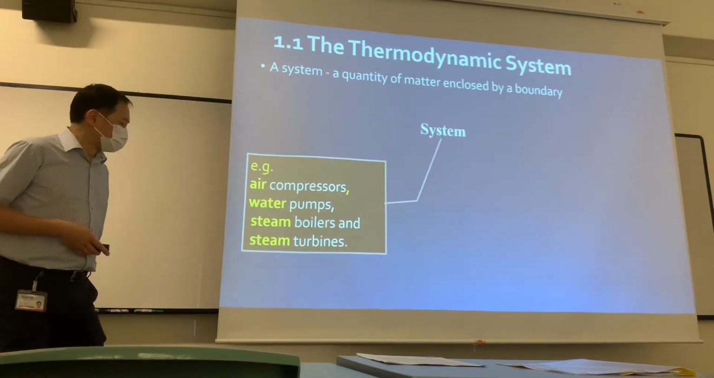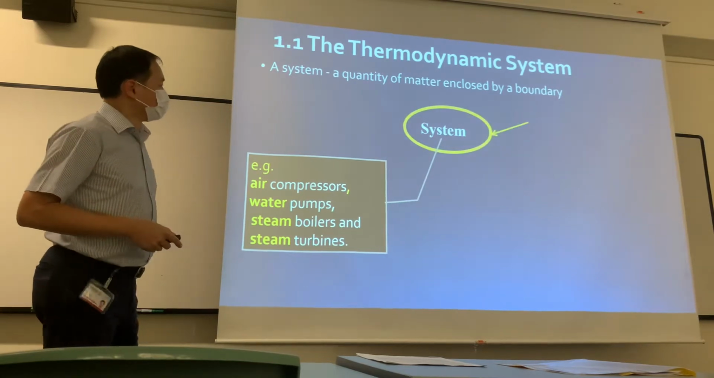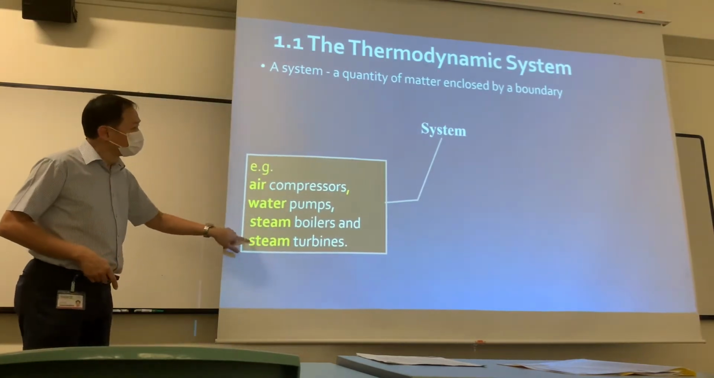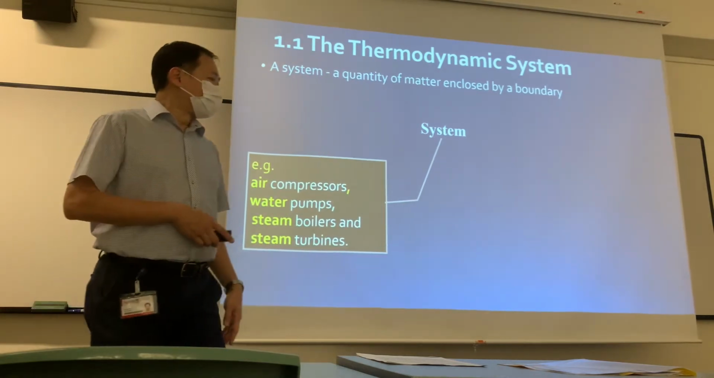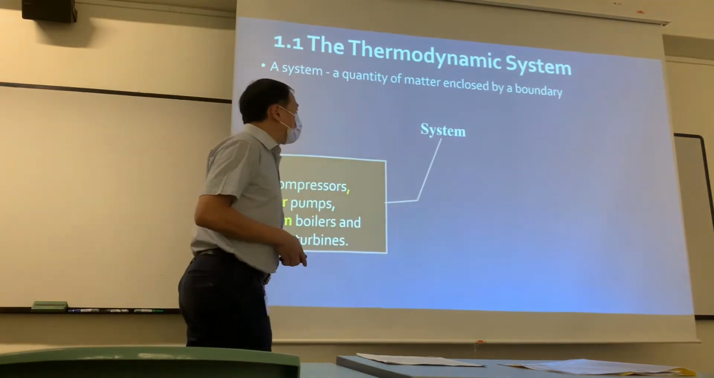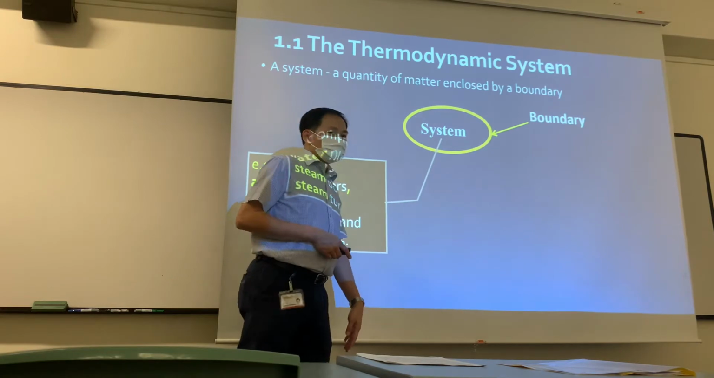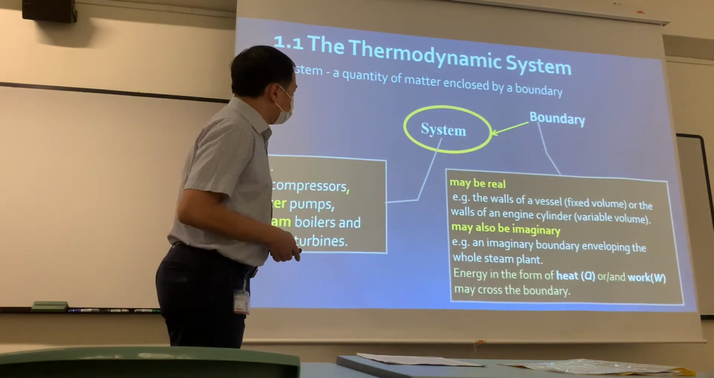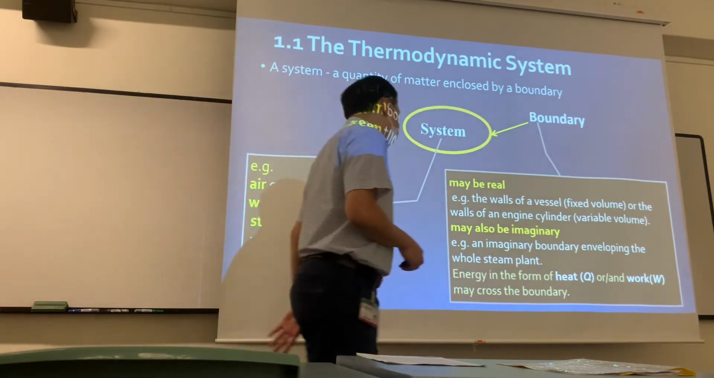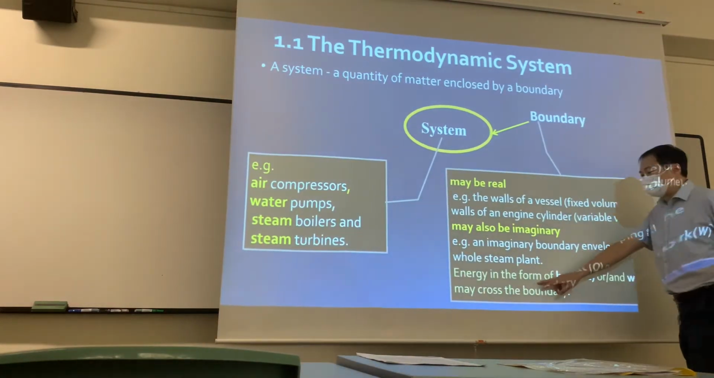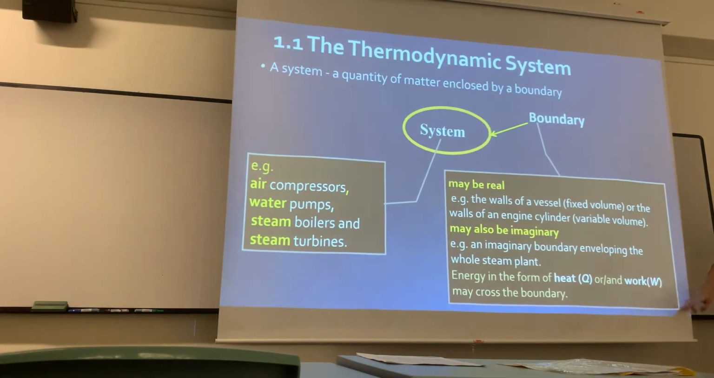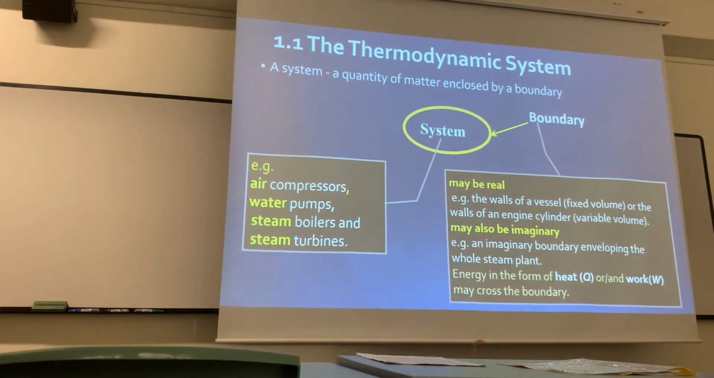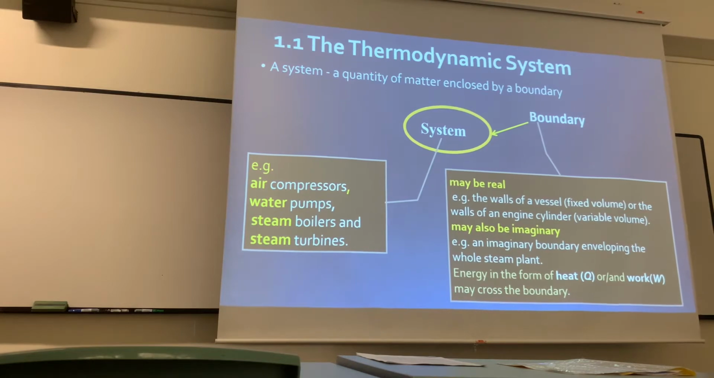Okay, steam turbine, steam engine. So this is the system. These systems refer to the fluid. So the fluid, the system, is enclosed by a boundary. So the energy can cross the boundary. Energy in the form of heat or work done can cross the boundary. So this boundary can be real or can be imaginary.